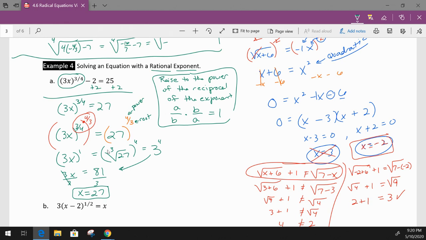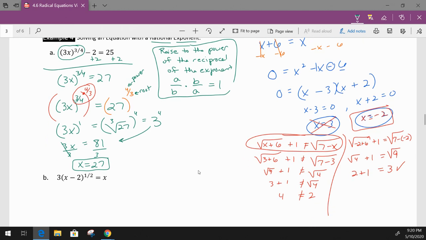Again, you can substitute the 27 back into the original equation. It does work, but for time's sake, I am going to move on. This is our last example.